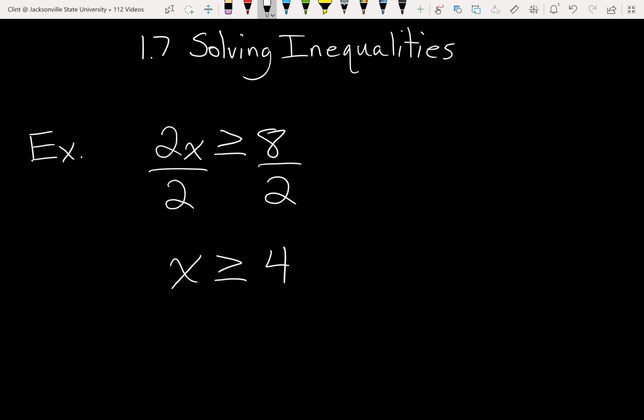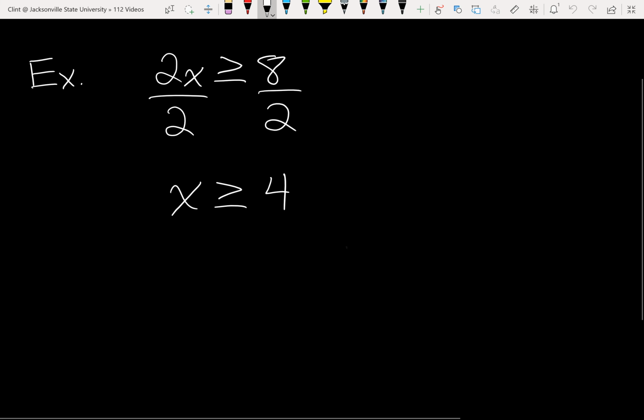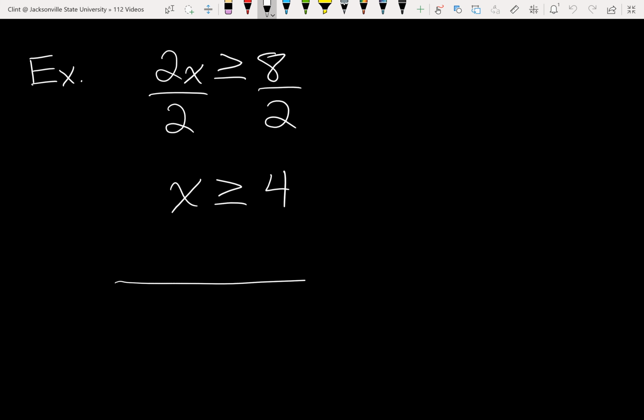With an equation, we get one solution, or if we have a quadratic, maybe we'll have 2 solutions, or just a few solutions. Here we actually have an infinite number of solutions. We're saying the x values that work in this inequality are all x's that are greater than or equal to 4. So we need to represent that, and we're going to represent that 2 different ways. The first way is on a number line. You'll have these in WebAssign, and we'll look at those in just a minute.